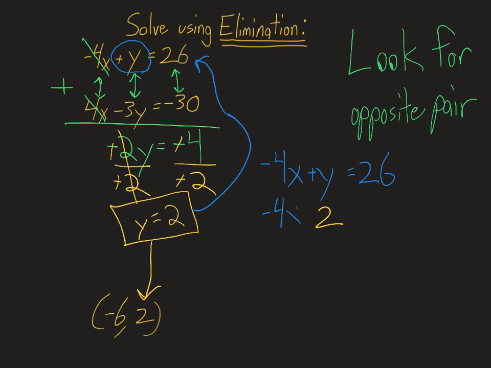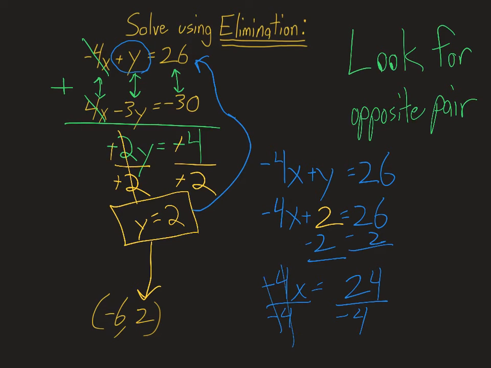So now we have -4x plus 2 equals 26, and you just solve your two-step. Minus off that 2, and you have 24. Take off that -4, and x equals -6, which we can see is what we got originally. That's the correct solution. Okay, so that's the elimination method.